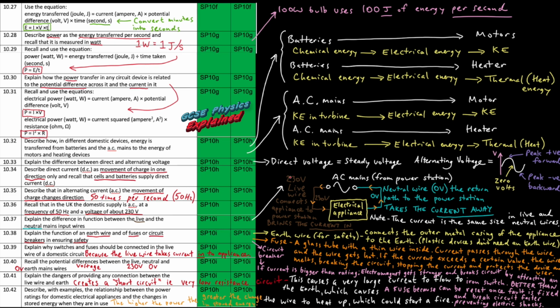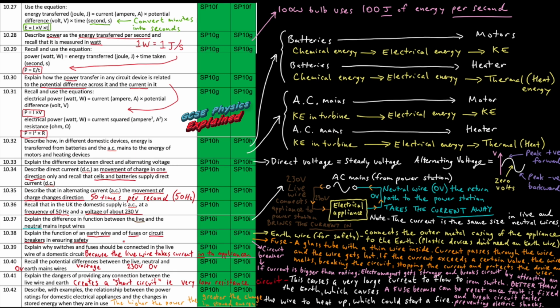And remember, the live wire's got 230 volts in it. That's why they call it live. And then the voltage gets used at the electrical appliance. So now there's no volts left as the current goes back to the mains to get more voltage. So, by the way, you say there's 230 volts in the live and there's 0 volts in the neutral, but the current in the live and the neutral is the same size. The current is the same size in the live and the neutral wires. Just remember, the current in a series circuit is the same everywhere.